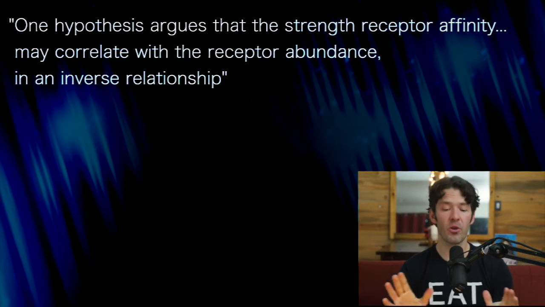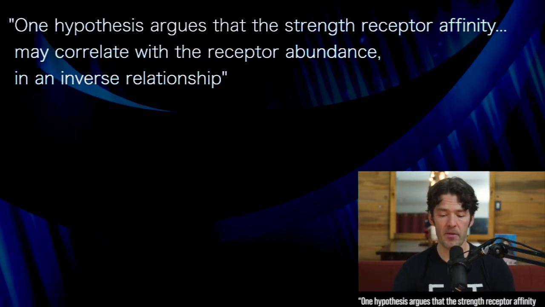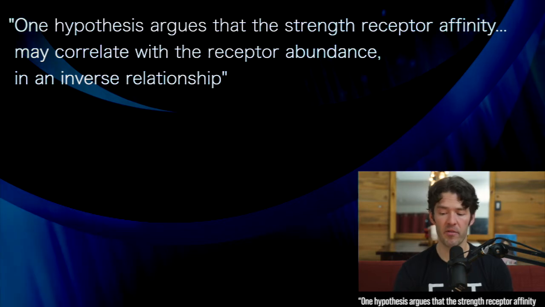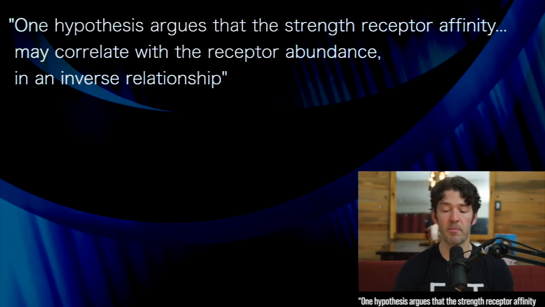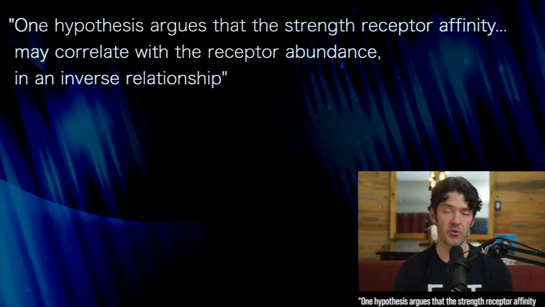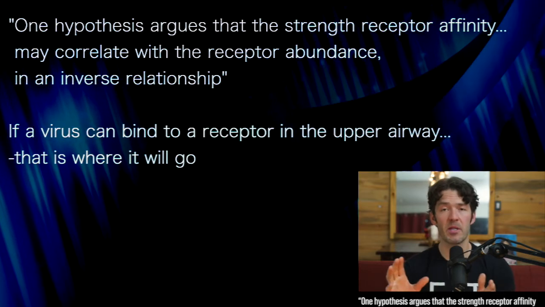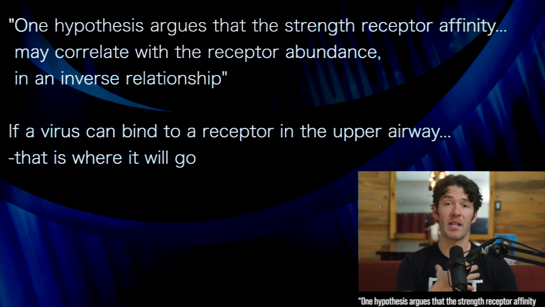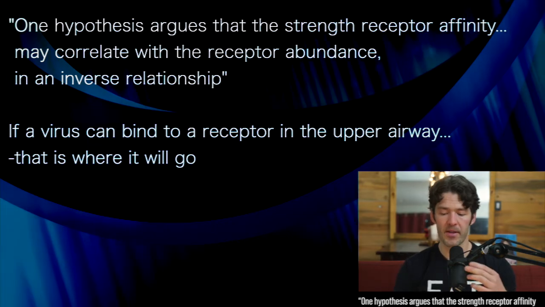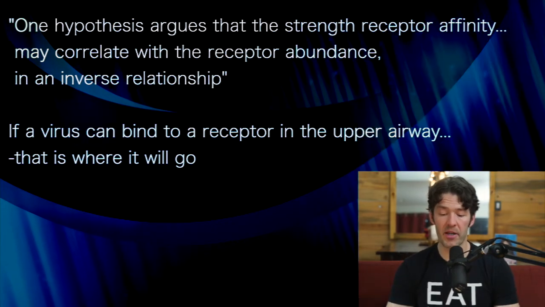So in conclusion, one hypothesis argues that the strength of the receptor affinity may correlate with the receptor abundance in an inverse relationship, meaning that if a virus can preferentially bind here, that's where it's going to infect, the upper airway. So really important stuff here. I think it's really good news.